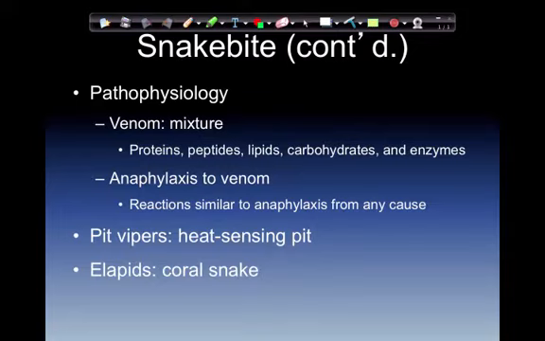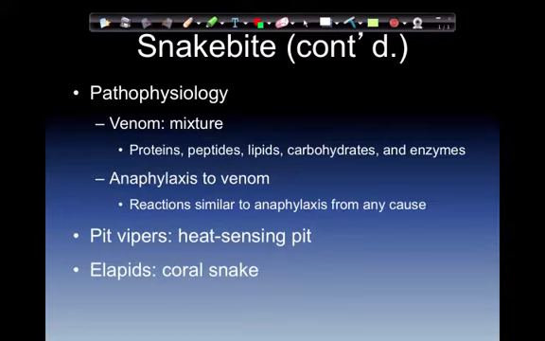Snakebite continued. Pathophysiology: venom is a mixture of proteins, peptides, lipids, carbohydrates, and enzymes. Many components remain unidentified in snakebite venom. It is very stable and is not sensitive to heat. Anaphylaxis from the venom generally is what we worry about the most in this. Reactions are similar to anaphylaxis from any cause: rapid onset of airway edema, rash, and hypotension.